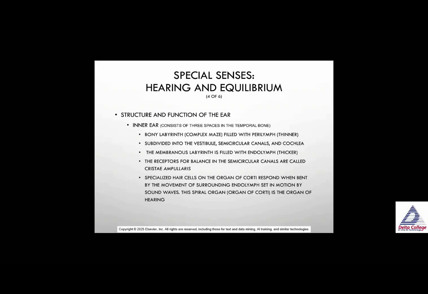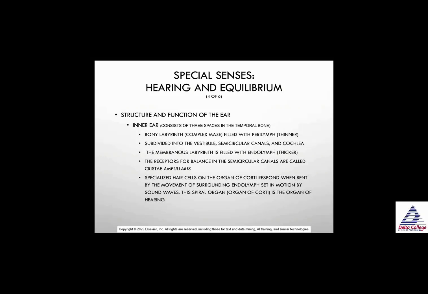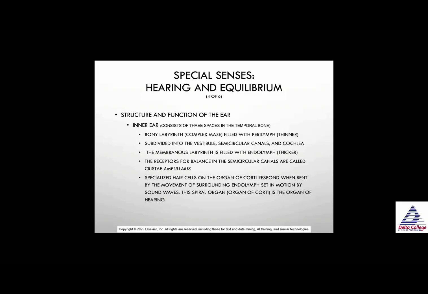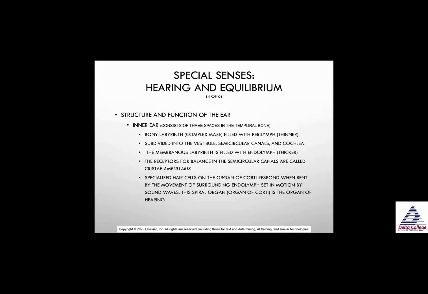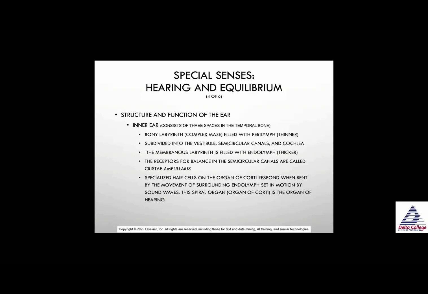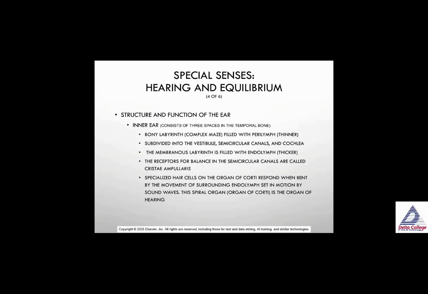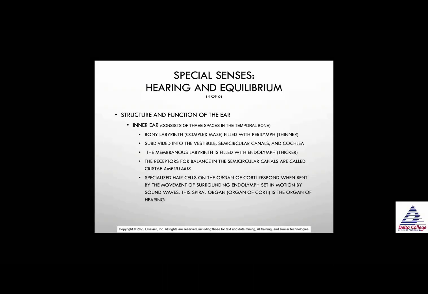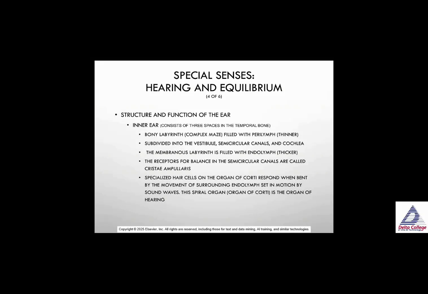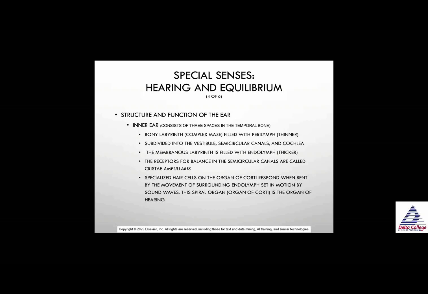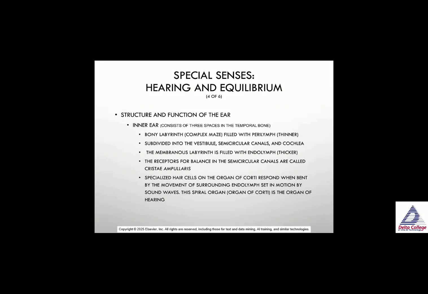So the inner ear consists of 3 spaces that are located in the temporal bone. We have the bony labyrinth, which is a complex maze that's filled with perilymph. Perilymph is a thinner watery substance. It is subdivided into the vestibule, semicircular canals, and the cochlea. The membranous labyrinth is filled with a thicker fluid called endolymph. And that's important to know, the difference between the fluids in the bony labyrinth and in the membranous labyrinth.